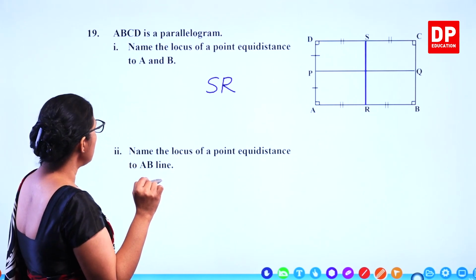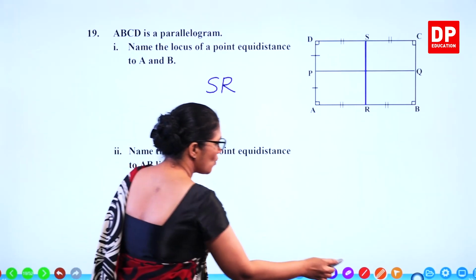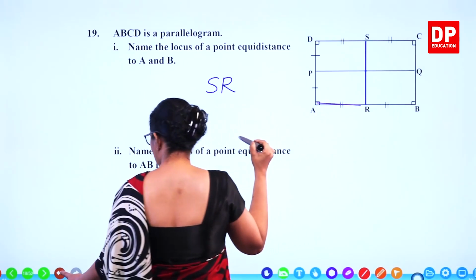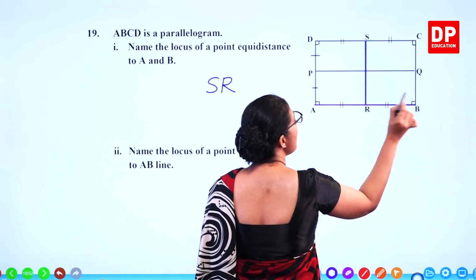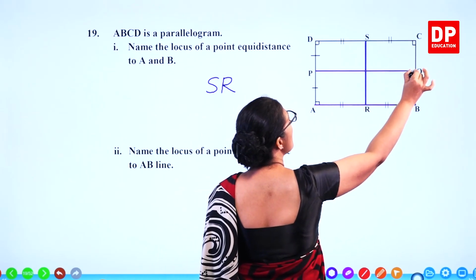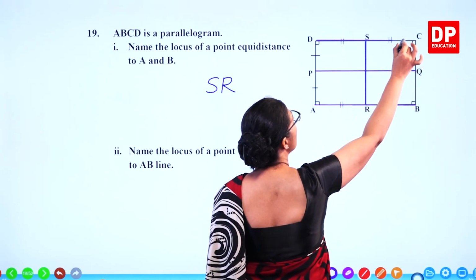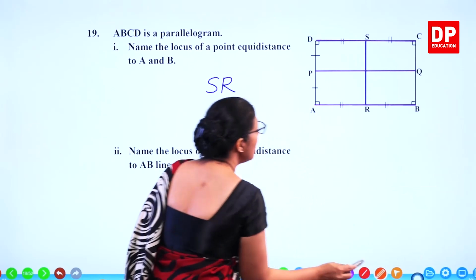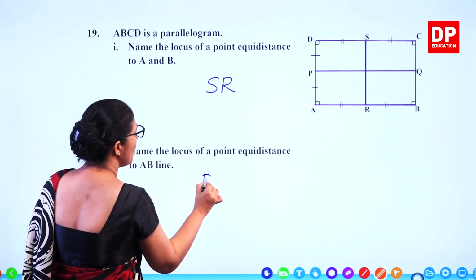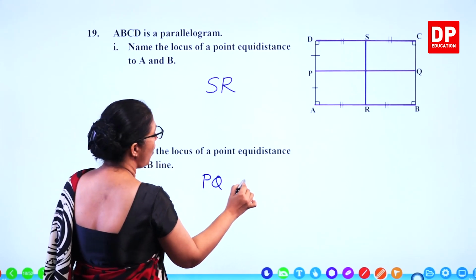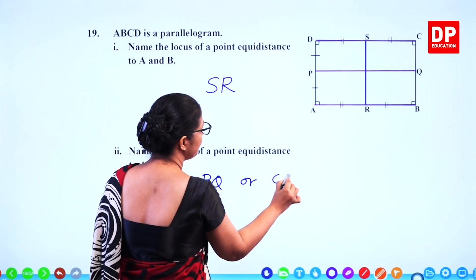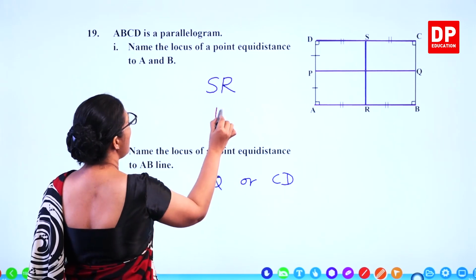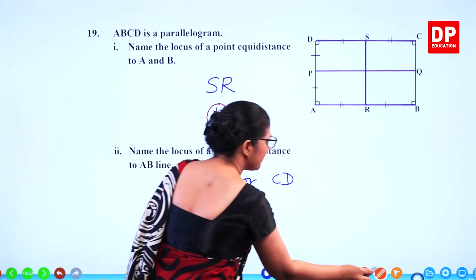Name the locus of a point equidistant to AB line. This whole line. So that means you can take any parallel line to that. So you can take this one or this one. So what are the two lines you can write? You can write PQ and or CD. Two lines are there. So you get 2 marks. 1 mark and 1 mark for this part.